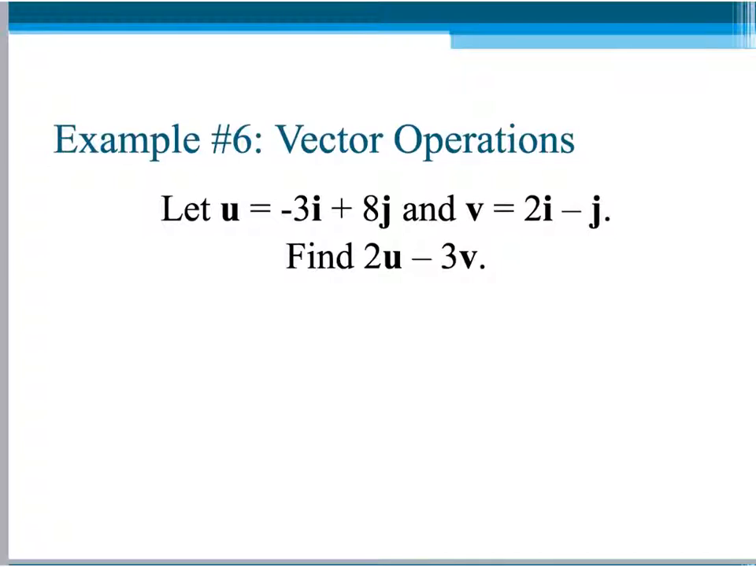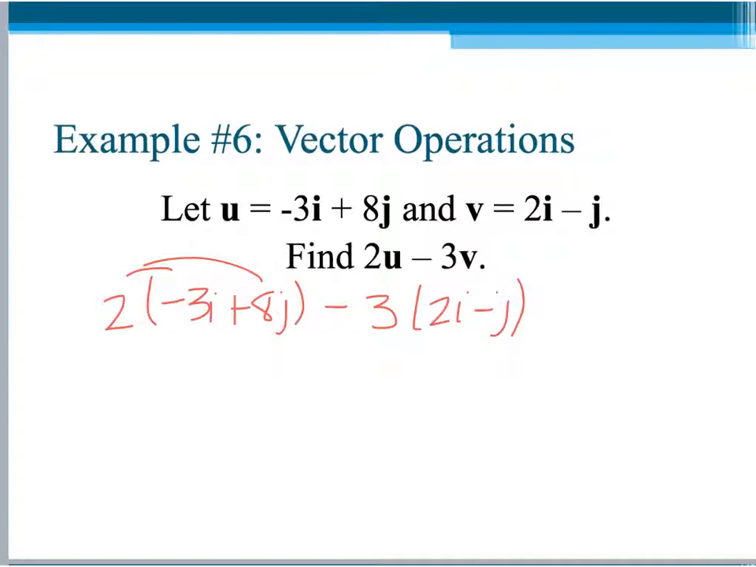Example 6 for vector operations. Let vector u equal -3i plus 8j and vector v equal 2i minus j. Find 2u minus 3v. This is no different than just plain old substitution. So 2u would be 2 times -3i plus 8j, minus 3v would be 3 times 2i minus j. Just be sure that you distribute everything correctly.